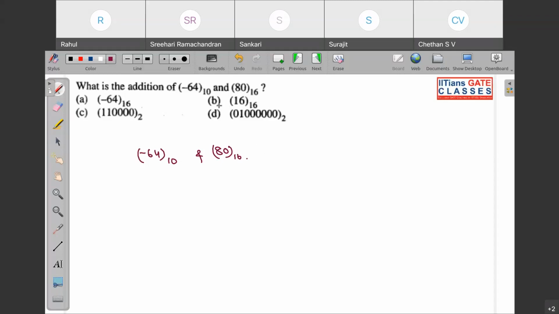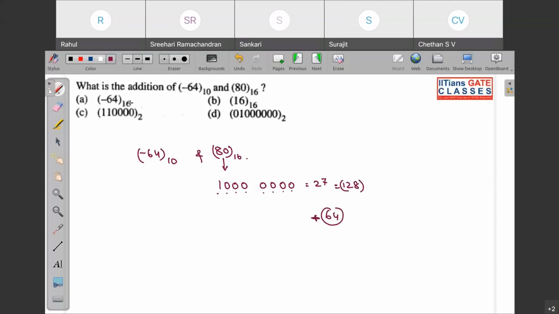Very quickly, if I want to convert this to decimal, take out the binary equivalent of this number. That will be 1000 0000. Counting positions 0 1 2 3 4 5 6 7, this is 2 to the power 7, so that is 128 in decimal. So minus 64 plus 128 will be 64 plus 64.